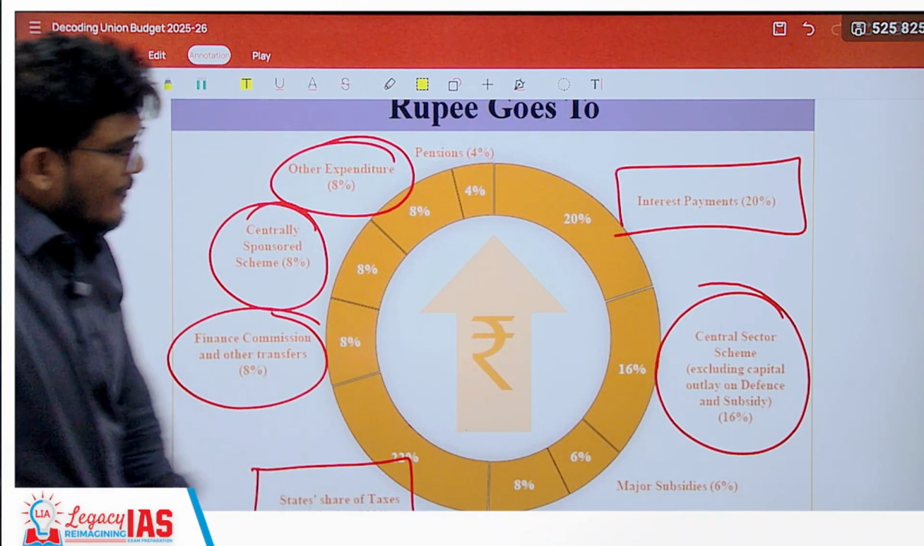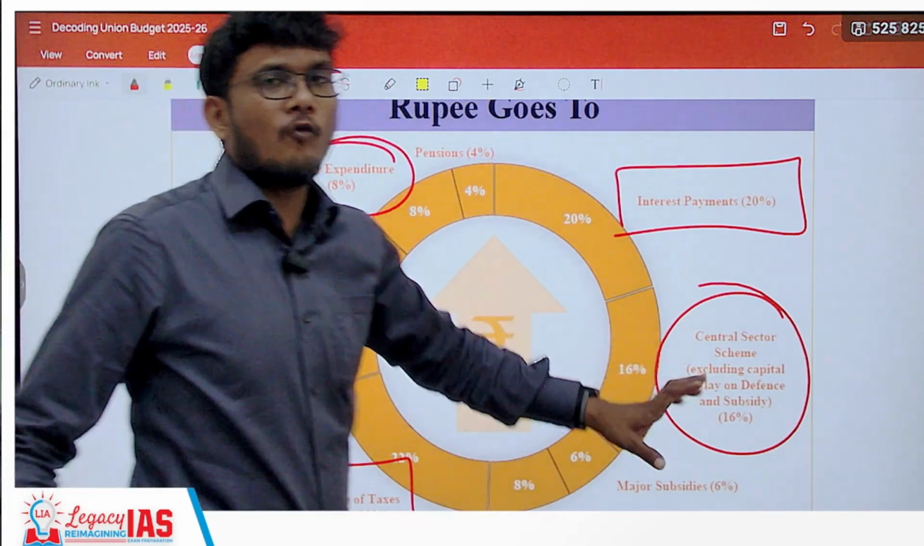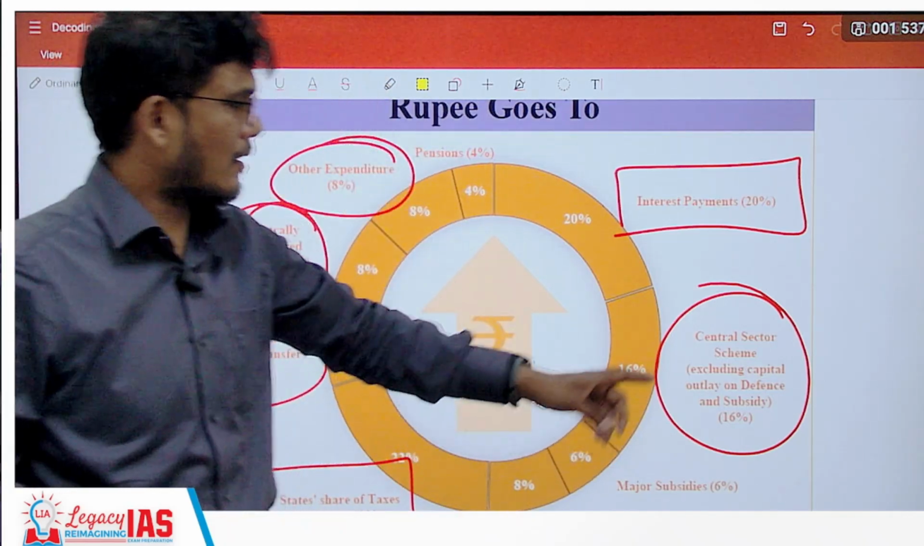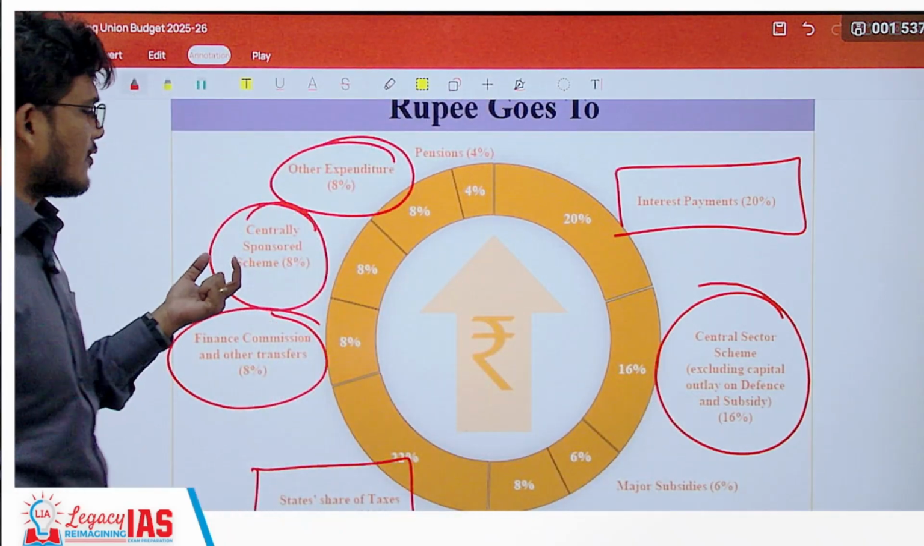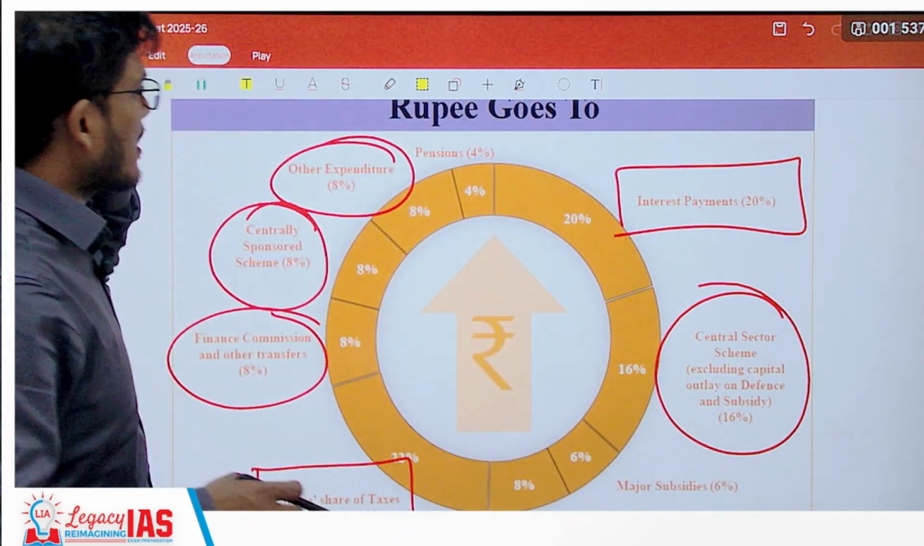Now what is the difference between central sector scheme and centrally sponsored scheme? In a central sector scheme, 100% of the funding is from the central government. Under a centrally sponsored scheme, some percentage of it is funded by the central government, and the rest is funded by the state government.